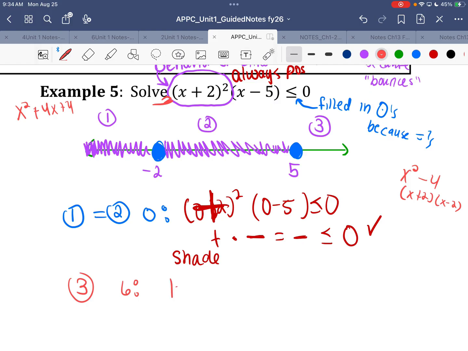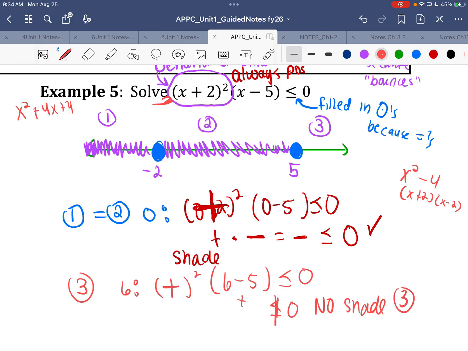All right, so this is always going to be positive no matter what we put in there because it's squared. And then 6 minus 5 is also positive. Positive is not smaller than 0, so we are not shading. No shade.